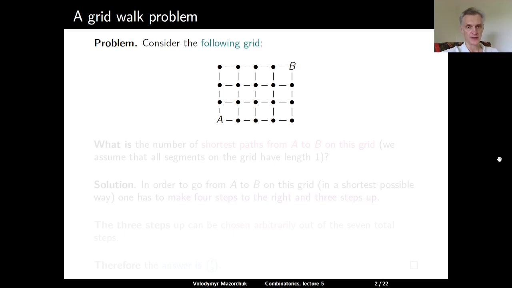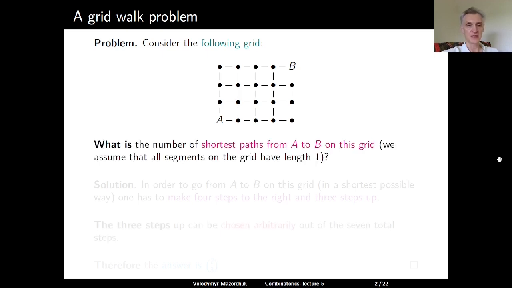Consider the following grid. We have a rectangular grid where the southwest corner is called A and the northeast corner is called B, and we have 4 horizontal steps available and 3 vertical steps available. So this is a 4 times 3 grid. The question is, what is the number of shortest paths from A to B on this grid? And we assume that all segments of the grid have length 1.